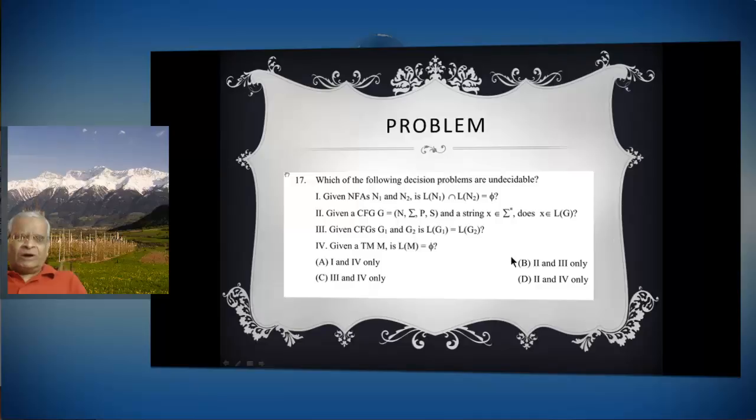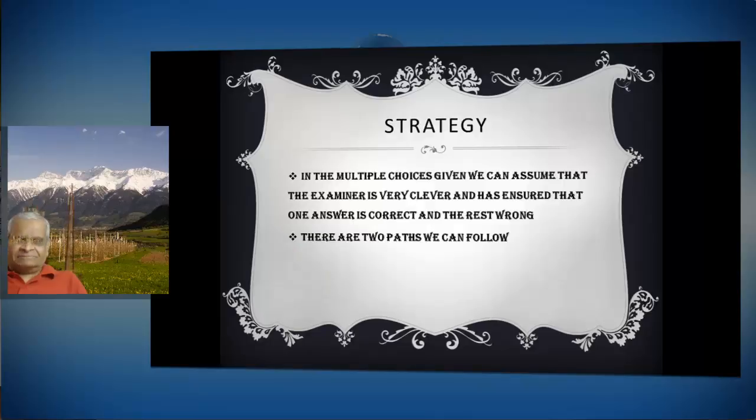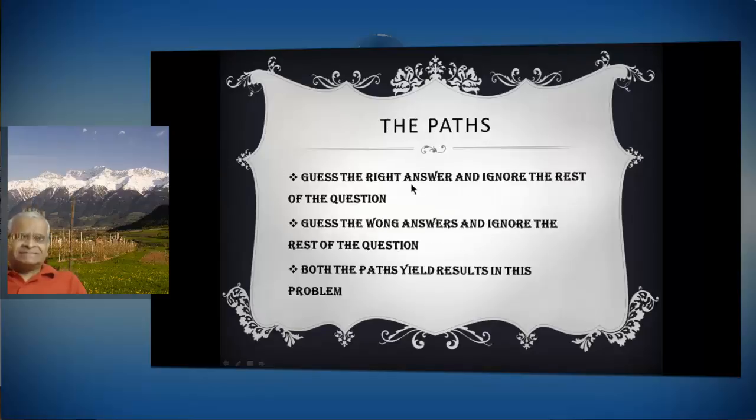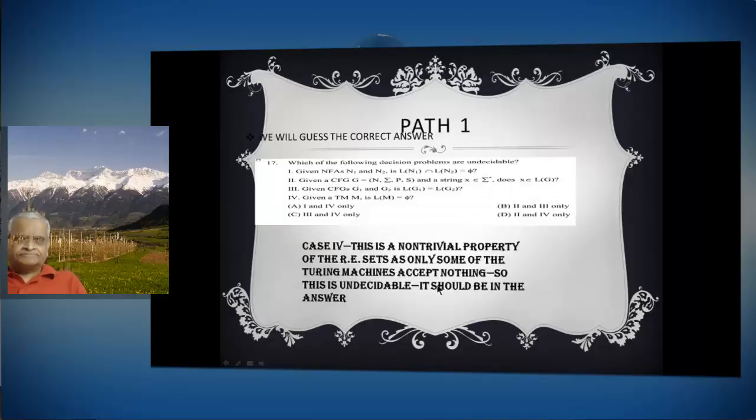In the multiple choice question, the examiner guarantees 3 answers are wrong and 1 answer is correct. In a multiple choice examination, we can assume that the examiner is very clever. He has ensured 1 answer is correct, 3 are wrong. We can follow 2 paths. We can guess the right answer and ignore the rest of the question, or guess the wrong answers and ignore the rest of the question. Both paths yield results to the problem.